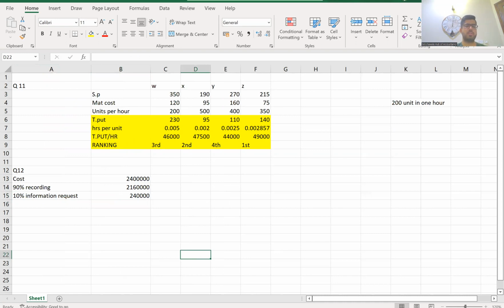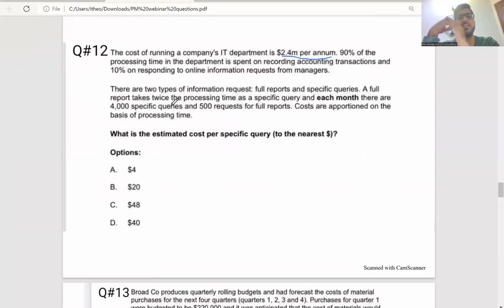I just did some working on the first paragraph: the cost of running the company's IT department is 2.4 million. 90% of time in the department is spent on recording transactions and 10% on responding to online requests. So it's split 90-10. Now, how much time was spent on information requests? 10% was spent on information requests. There are two types of information requests: full reports and specific queries. A full report takes twice the time as a specific query, and each month there are 4,000 specific queries and 500 requests for full reports. Costs are apportioned on the basis of time. What is the estimated cost per specific query?